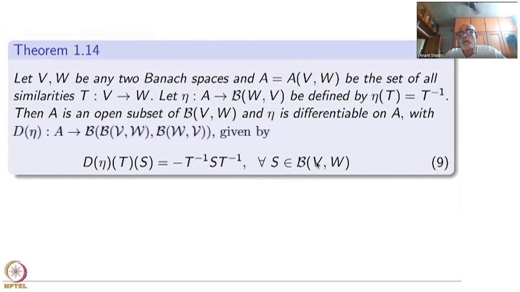This is for every S belonging to B(V, W). Start with every S. S is not invertible. S is an arbitrary element of the linear maps, okay? See, A is a subset of this, right? And I'm claiming A is an open subset. On an open subset you have a function, and you can talk about whether it's differentiable. The statement is that it is differentiable and its derivative is this one. Okay, so that is the statement.